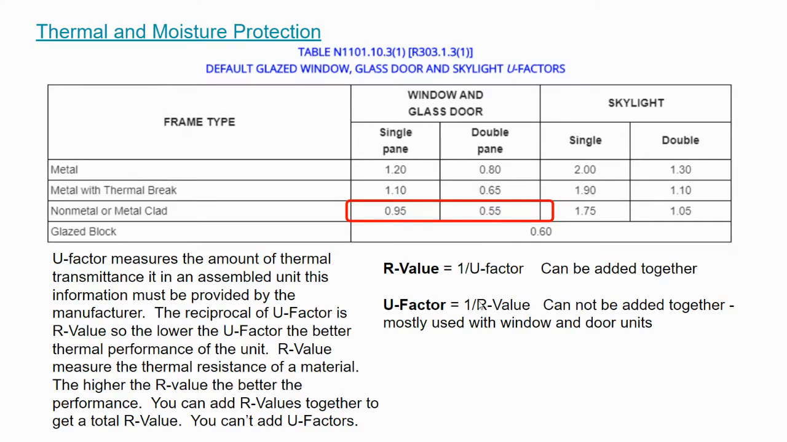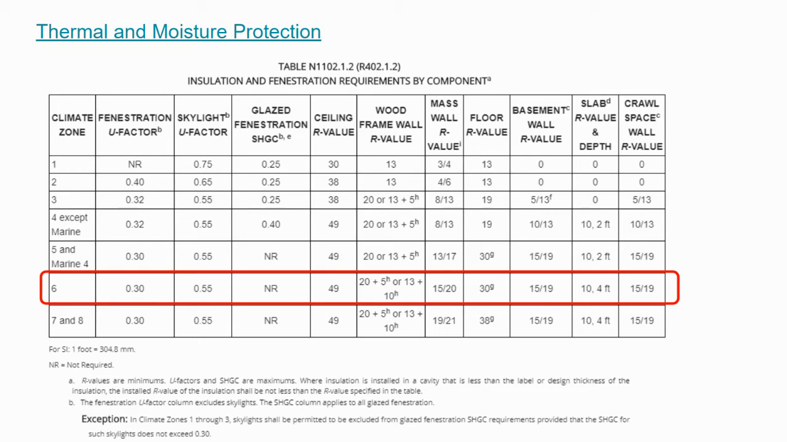We can add up R values, which is good. We cannot add up U factors. But our U factors are what's probably going to be noted in our manufacturer's specifications for our windows and doors. And that information has to be indicated in their manufacturer's specs to show that they meet code. Now, this is where all the meat and potatoes are for understanding thermal protection, if you will, for our climate.